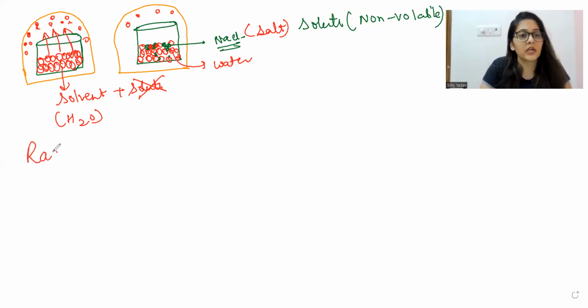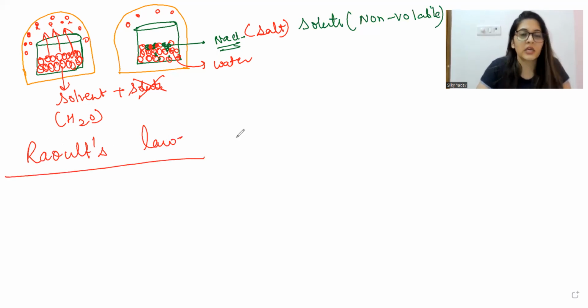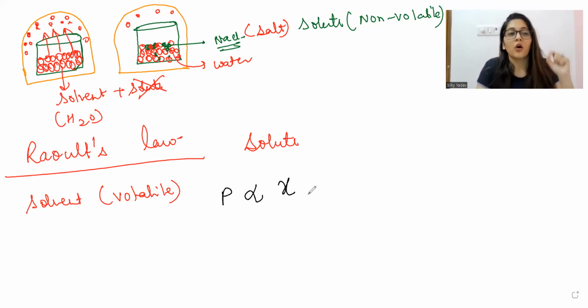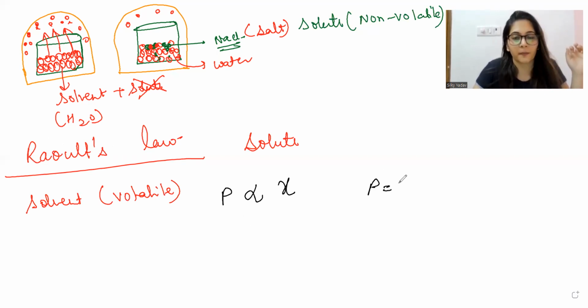And that is what we study in Raoult's law. So Raoult's law says if you are not adding any kind of solute to the solvent, and the solvent is a volatile one, in that case, the vapor pressure is directly proportional to the mole fraction of the solvent particles. So I can also write this equation like this. I'll take the constant K and write it like this, right?